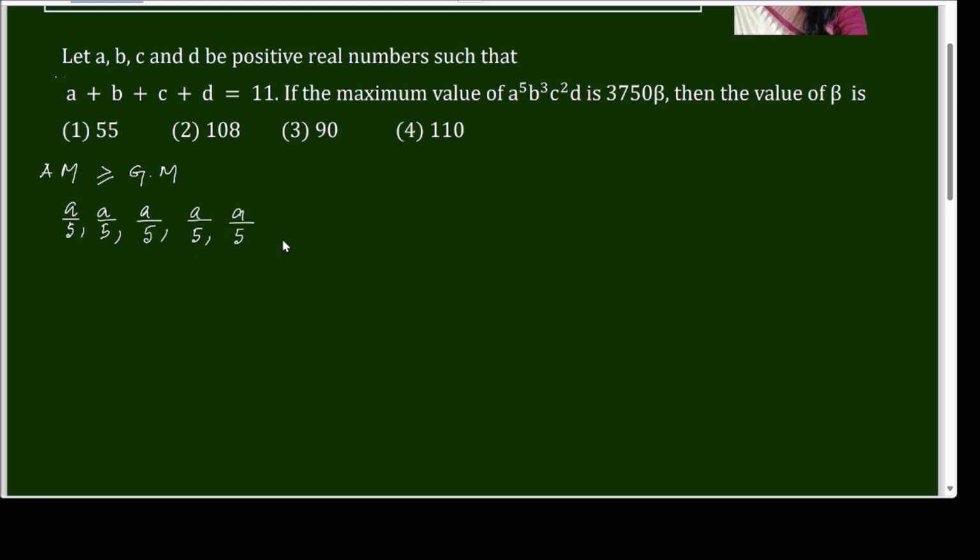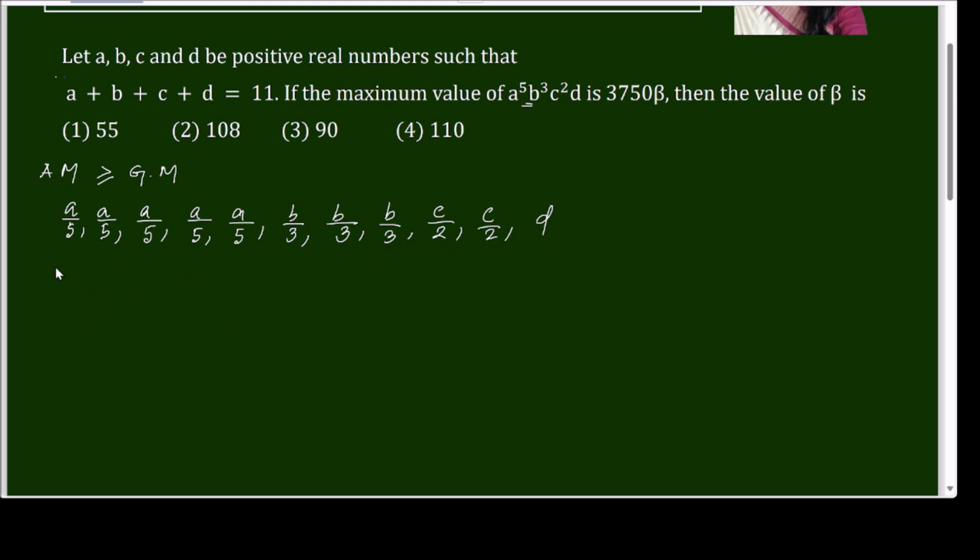These 5 numbers give me A. Then B power 3 is there, so I'll write B over 3, B over 3, B over 3. Then C, I'll write C over 2, C over 2, and D alone. So how many numbers are there? 1, 2, 3, 4, 5, 6, 7, 8, 9, 10, 11.